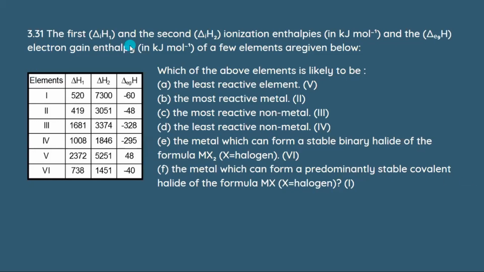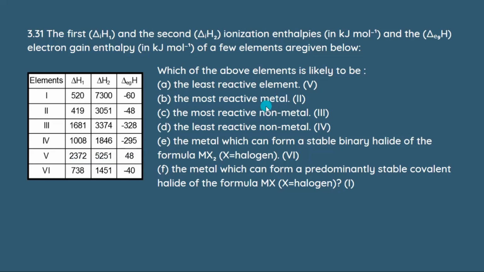The first and the second ionization enthalpies of certain elements are given to us below. Now we need to figure out their respective characteristics. First of all, the least reactive element. Here, the least reactive element is 5. The reason I say this is because, first of all, its first and second ionization enthalpies are both very high. Not only that, its electron gain enthalpy has a positive value, which means this particular element is technically an inert gas. So this is the least reactive element.